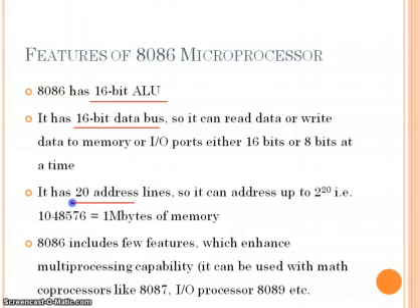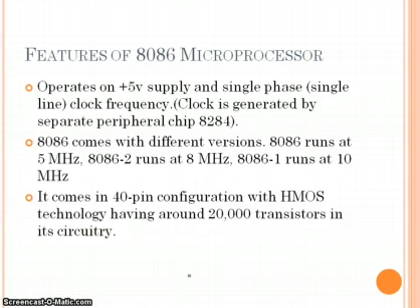It also has a 20-bit address line, which supports 2 raised to 20, that is, 1 megabyte of user memory. So the user can store any kind of data within this particular memory. It also supports multiprocessing capabilities, that is, this processor can be used with different co-processors like 8087 or 8089. Again, it can be used with a 5 volt supply.